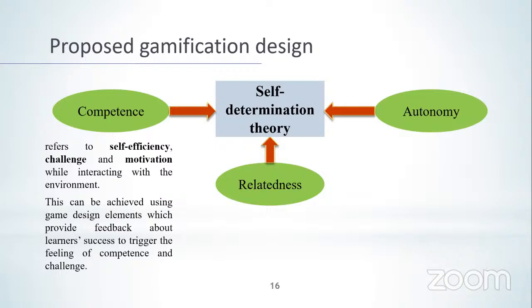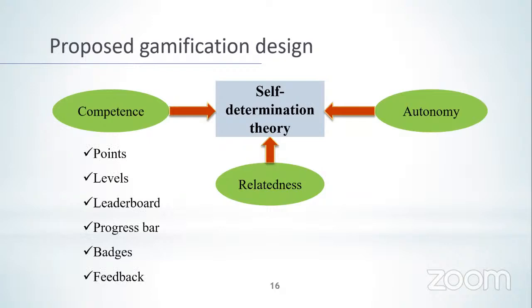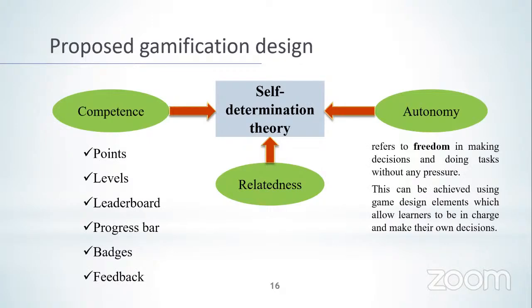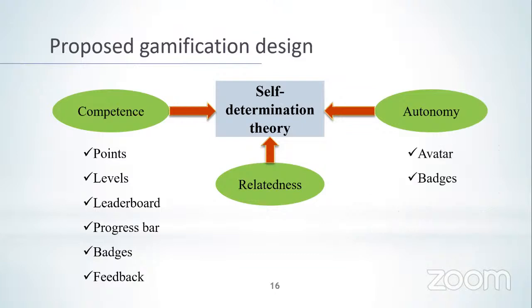For autonomy, it refers to freedom in making decisions and doing tasks without any pressure. And this can be achieved using game design elements which allow learners to be in charge and make their own decisions. And this can be fulfilled using the avatar and badge game design elements because in our case, for the avatar, learners have the freedom to choose their avatar. Also, they have the freedom to show or hide their collected badges.